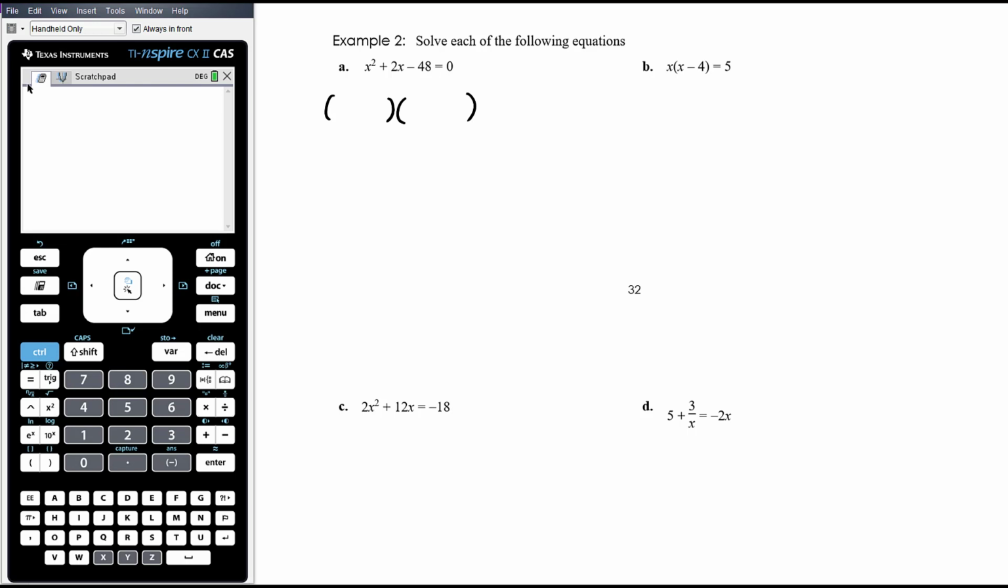48 is 6 times 8, so they're going to have a difference of 2, so we just need to work out where the negative goes. So it's going to need to be plus 8 and minus 6 for them to add up to positive 2. Please don't ignore the equal to 0.